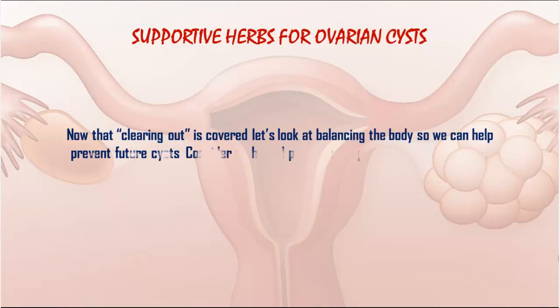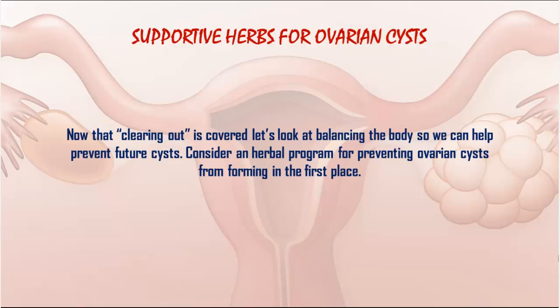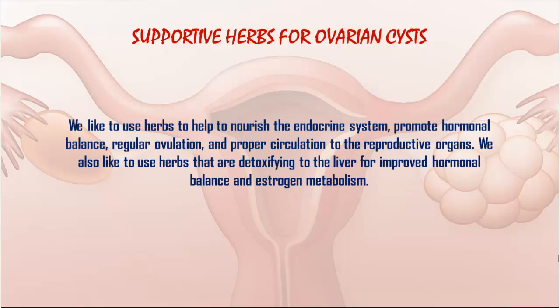Supportive herbs for ovarian cysts. Now that clearing out is covered, let's look at balancing the body so we can help prevent future cysts. Consider an herbal program for preventing ovarian cysts from forming in the first place. We like to use herbs to help to nourish the endocrine system, promote hormonal balance, regular ovulation, and proper circulation to the reproductive organs. We also like to use herbs that are detoxifying to the liver for improved hormonal balance and estrogen metabolism.